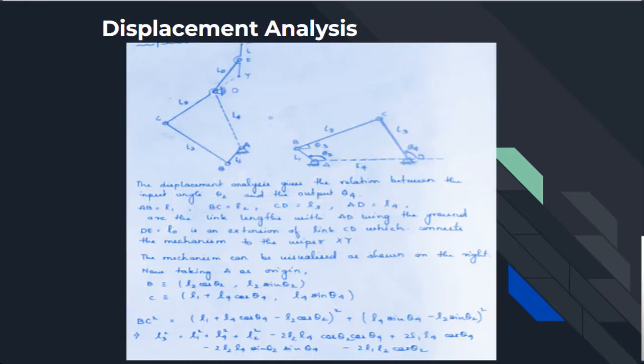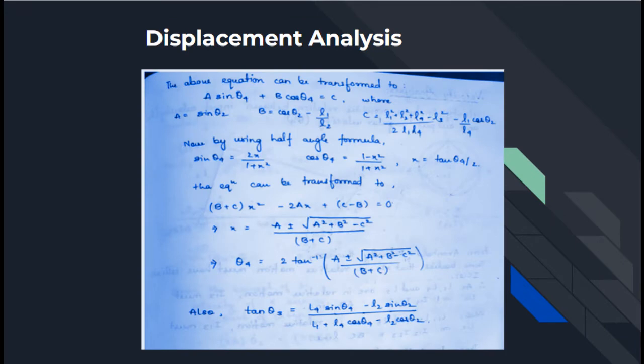Hello everyone, my name is Vishal Kumar and I will be explaining the analysis parts as mentioned in the contents. Starting with the displacement analysis. Displacement analysis gives the relationship between the input angle θ2 and the output angle θ4. The mechanism can be visualized as shown on the right side. Now taking A as the origin, we can write the coordinates of B and C as shown. From the distance formula, we can get the relationship between all the links. Now simplifying the equation using the half angle formula, we obtain the values of θ4 and θ3.